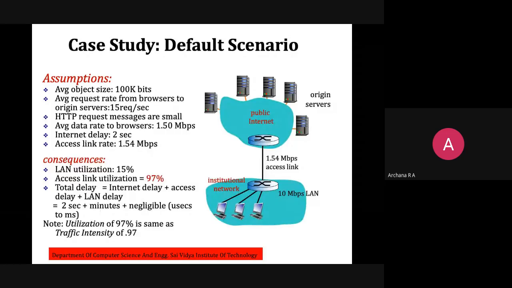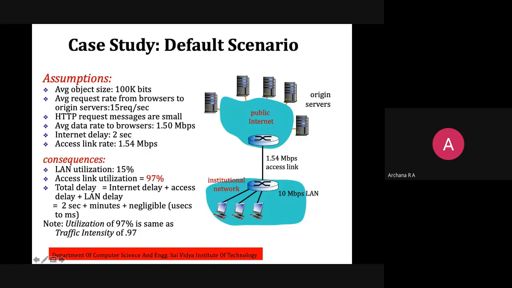So in order to find the path, we'll be having the router. Okay, and then the origin service is located in the public network, and the client, those who want to access the content, will be located in the institutional network, for example, an IT network. Here the access link rate is 1.54 megabits per second. And for the LAN, your local area network, it is about 10 megabits per second.